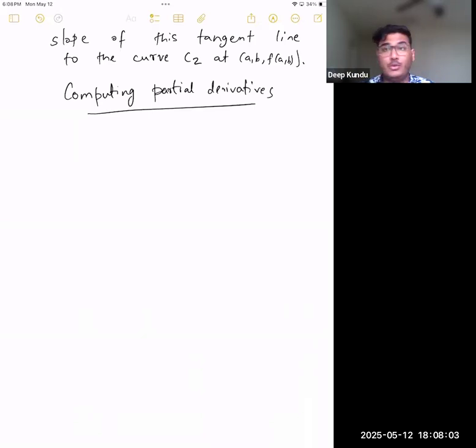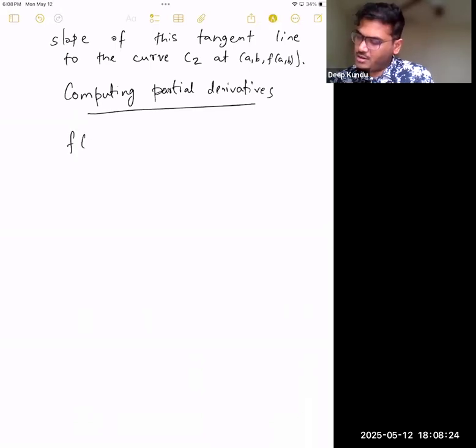All right, now let's see how we can compute partial derivatives. We are going to do exactly what we discussed. If we are finding the partial derivative with respect to x, we will treat y as a constant. If we are finding the partial derivative with respect to y, we will treat x as a constant, right? So let's start with something simple.